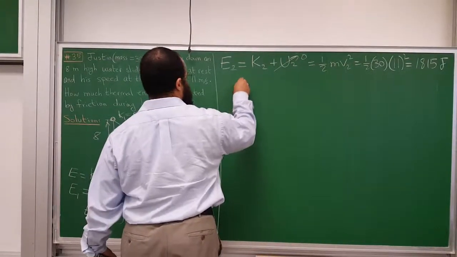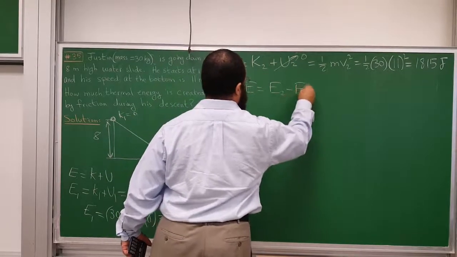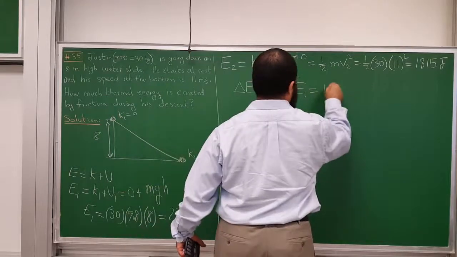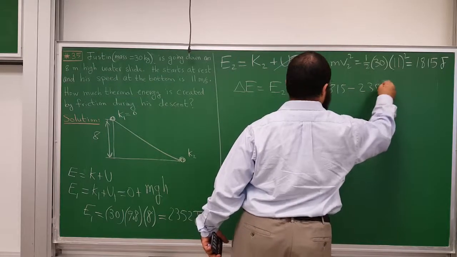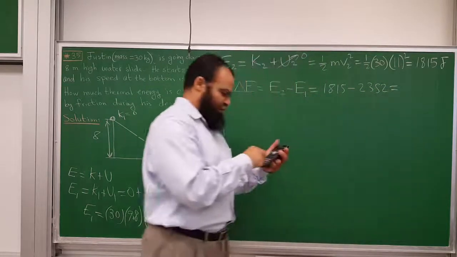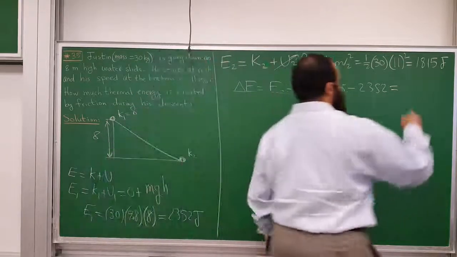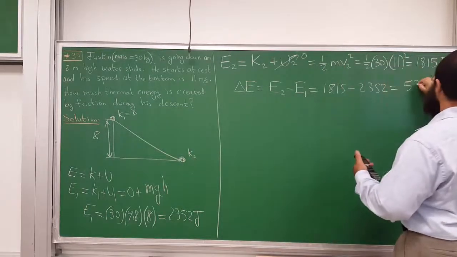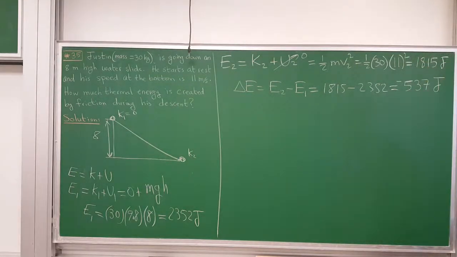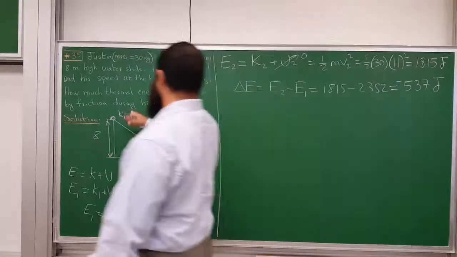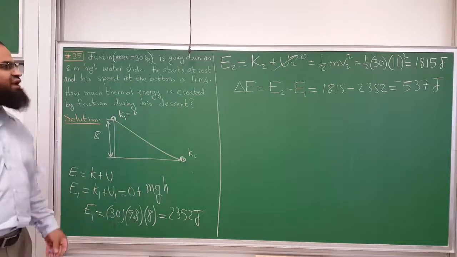How much energy was lost? It's the energy at the end minus the energy at the beginning. And so that gives 1815 minus 2352, and so he lost 537 joules of energy to friction, minus sign. Where did it go? Well, it went into heating the environment or the slide. It goes into heat. In this case, the mechanical energy is not conserved.